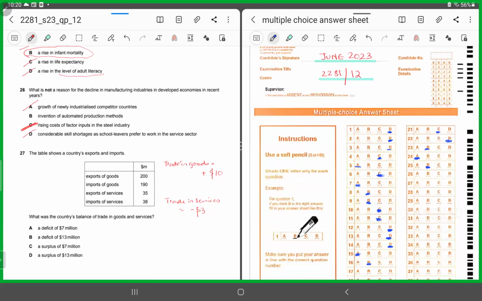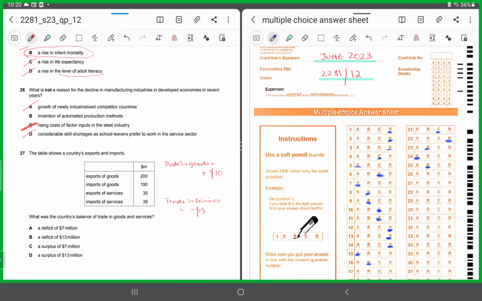B says invention of automated production methods. If there would have been automated production methods, you would have been better off. So it would not have caused any decline. Instead, it would have caused the manufacturing industries to be in a favorable situation. So it has to be B. Why? Because A, C, and D can all be a reason for the decline in the manufacturing industries apart from B. Because invention of automated production methods would be in their favor. It would have been causing a favorable situation. Higher production level, more efficient, better quality, less prone to errors, right? 26 has to be B.